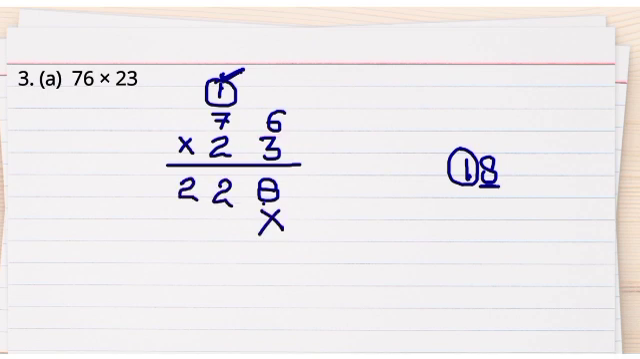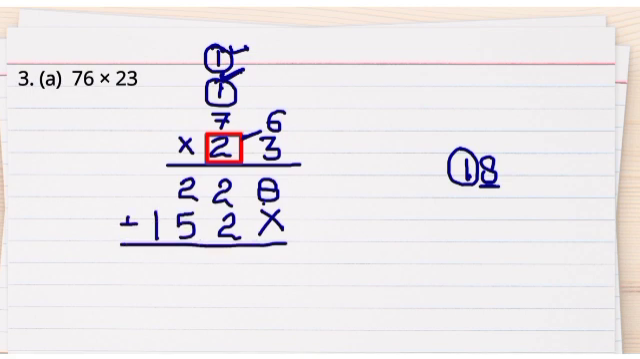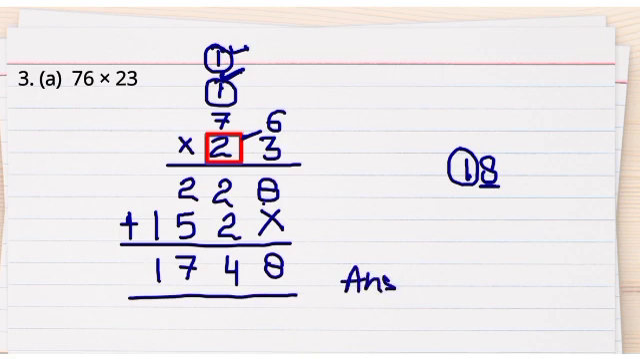Cross. Now multiply by this digit. 2 6s are 12. Again 1 carry forward. 2 7s are 14 plus this 1 15. Now add them. 8. 2 plus 2 4. 5 plus 2 7. 1. Right? So this is your answer. Answer is 1748.